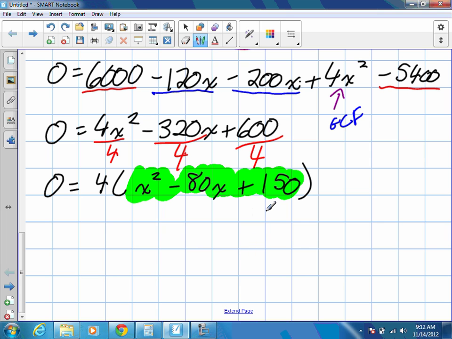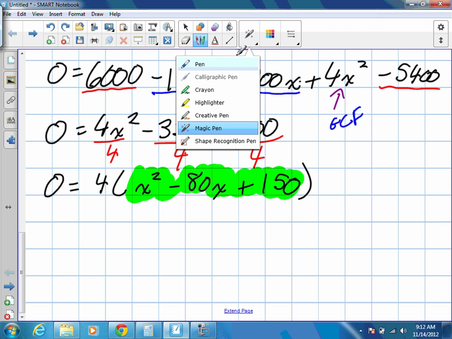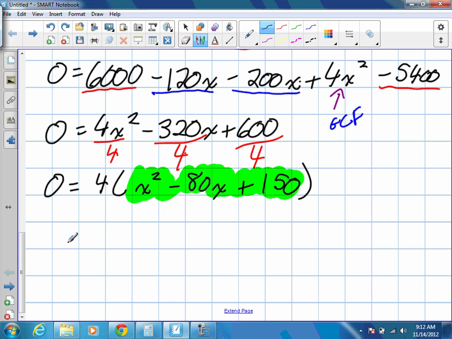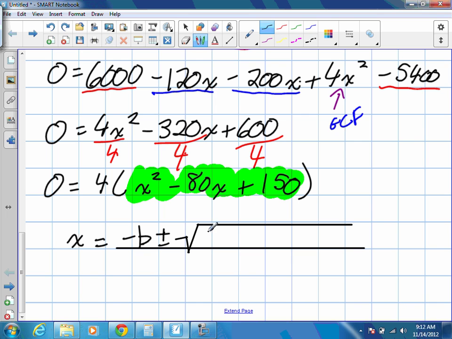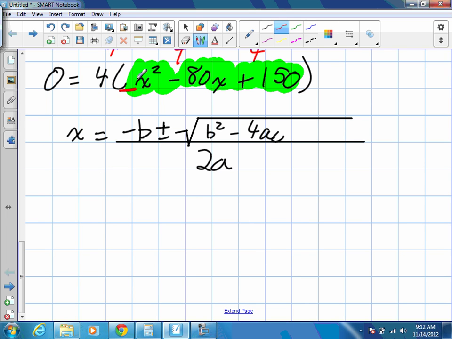So x is going to be equal to negative b plus or minus the square root. Let's see if everyone can say it at the same time. Hold on, slow down. So what's this? Hey, that's pretty good. Okay, so we have this. Our a term is 1. That's our coefficient. We want the coefficients of each of the terms. b is negative 80, and c is 150.